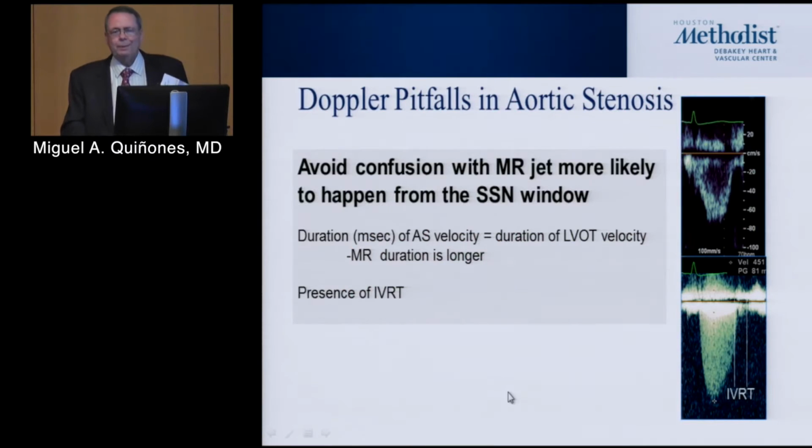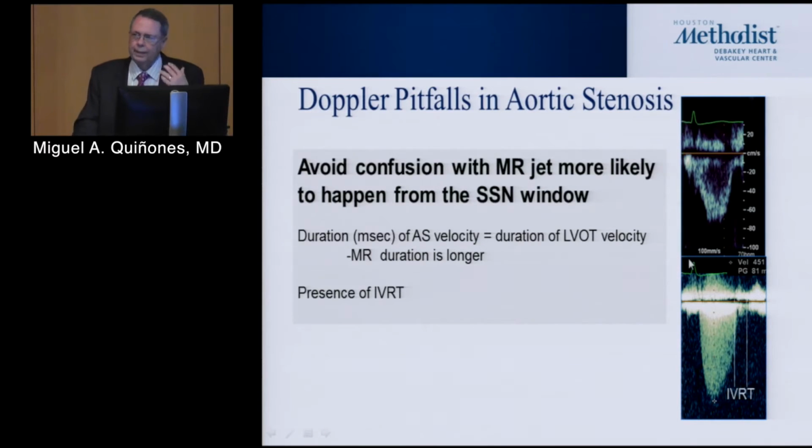All right, this happens very rarely, but it still can happen. If you're going from a parasternal, particularly suprasternal window, you can hit an MR jet, and it can look like an AS jet, okay? It should never cause a problem. Why? If what you see from the suprasternal is way off from what you're getting from other windows, do something very simple. Go to your LVOT velocity, measure the ejection time.